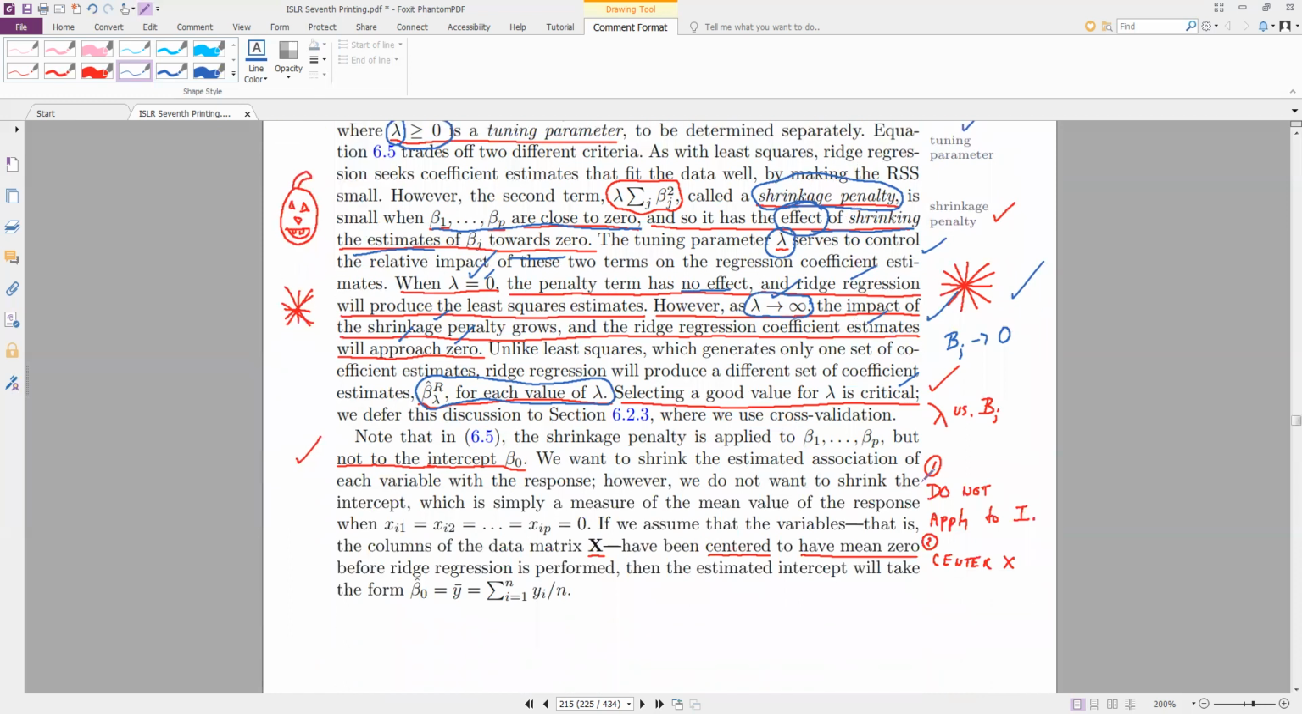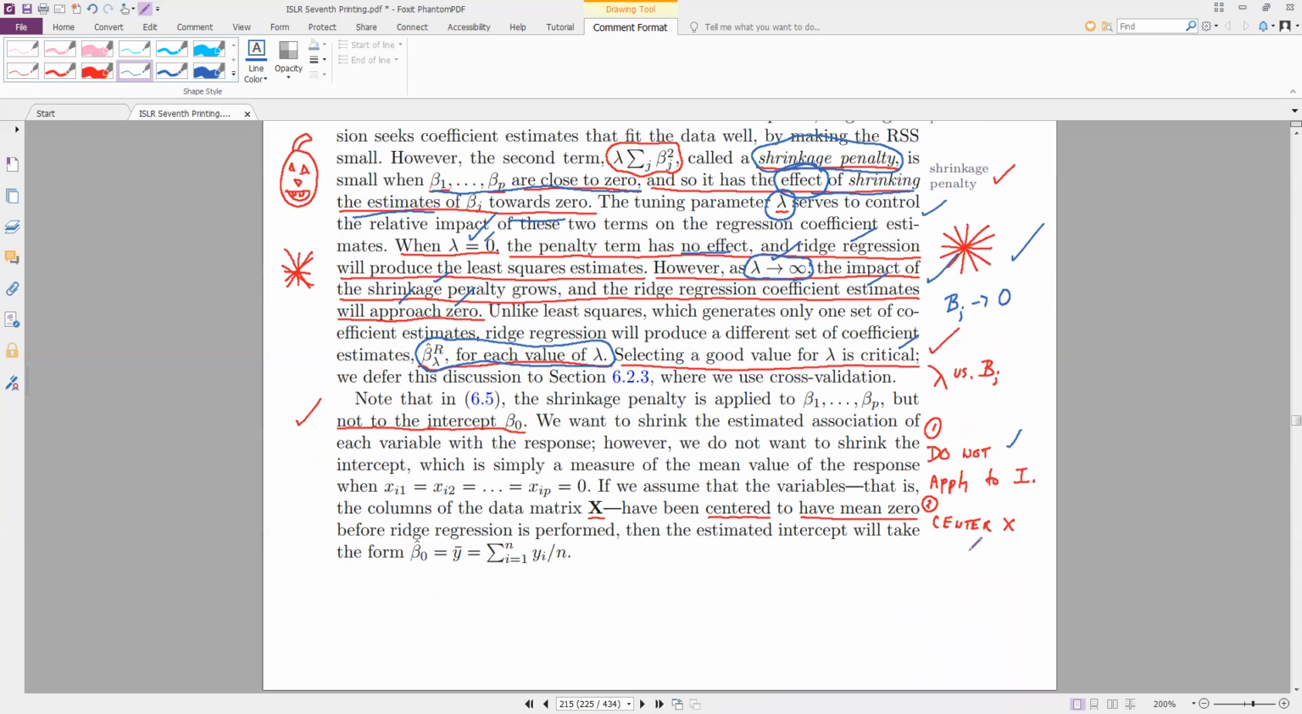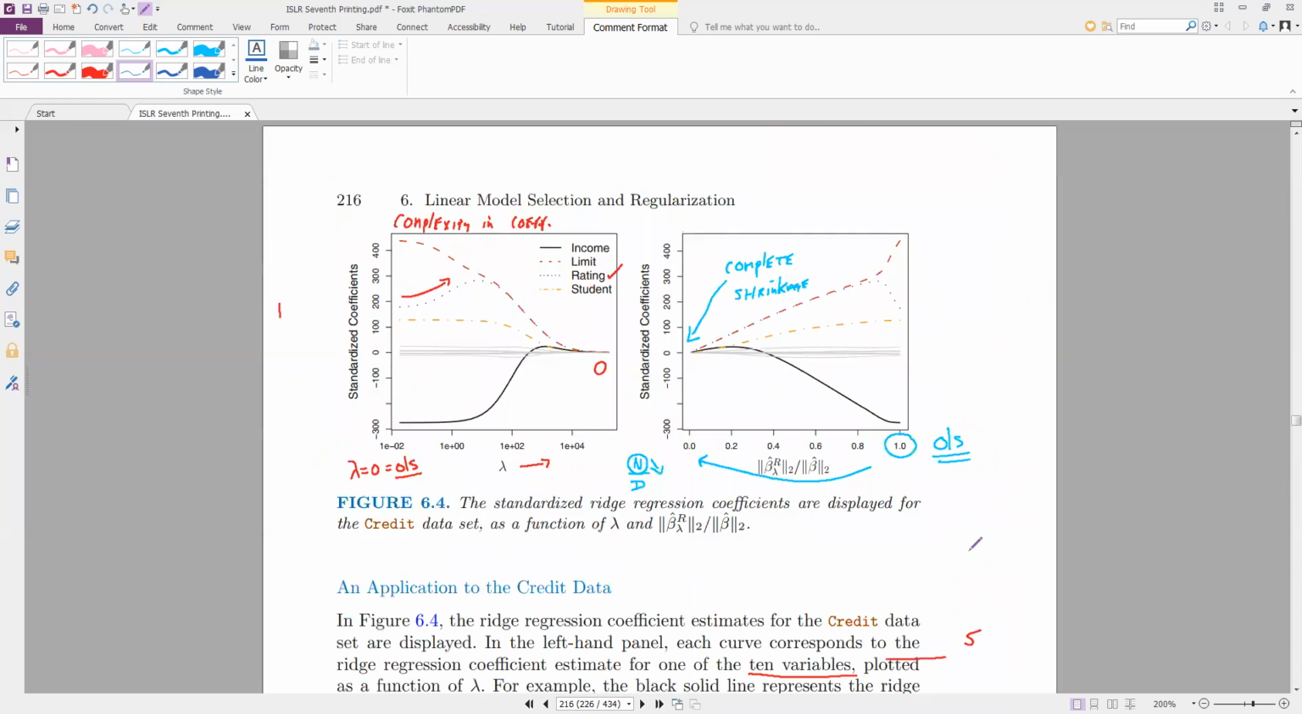Okay, so do not apply the shrinkage to the intercept. That's what this is about. Do not apply the shrinkage to the intercept. And when you're doing ridge regression, a good idea is to center the X matrix. So there's your matrix of your predictors. You want to center your X matrix to make this work properly. So let's look at this here.